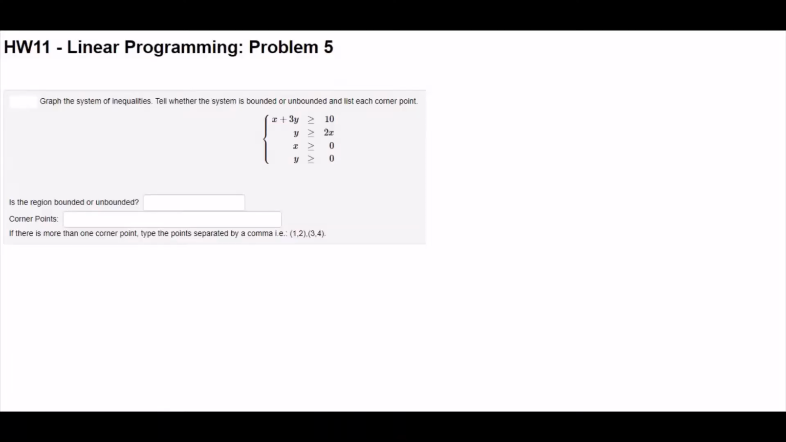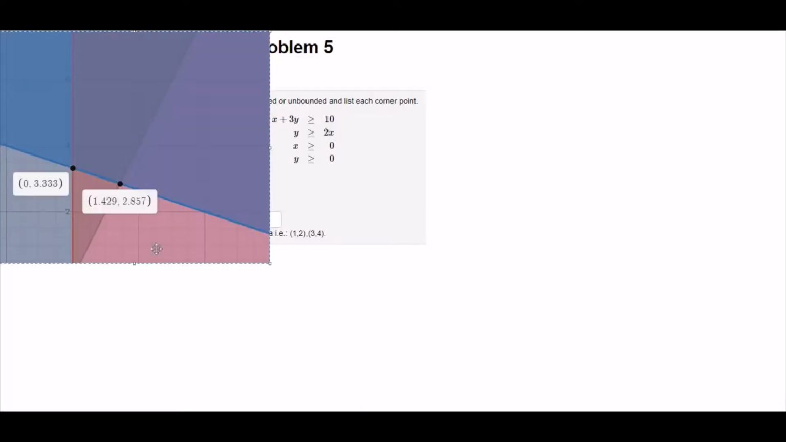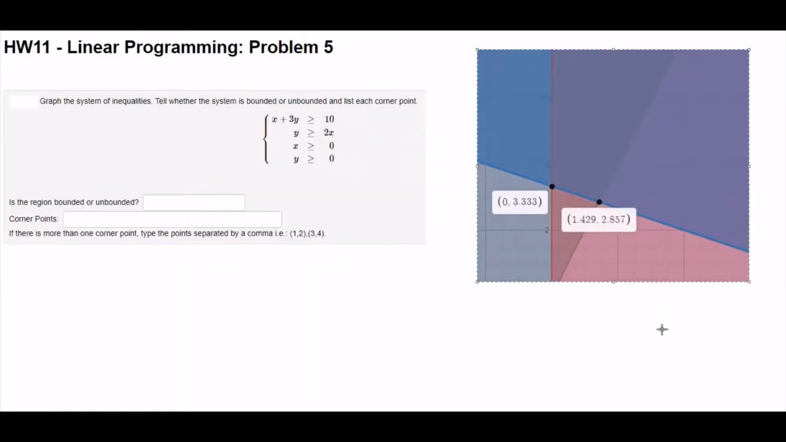Let's go ahead and write down. So our region is unbounded, because it goes unlimited above, and our corners are (0, 10/3), or you can write 3.333, and (1.429, 2.857).